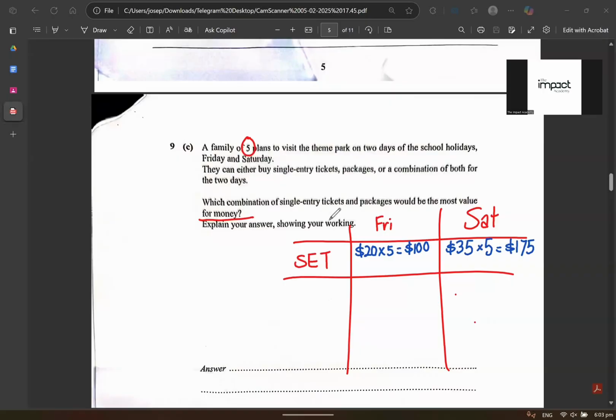Now, if this person goes with packages, I just put pack, can? Okay, what is a buddy pack? It's either a buddy pack or a value pack. Do you understand what I'm saying? All right. 2 weekday tickets means for 2 persons, right? So in this situation, how many people are there? 5, right? Times 3. You see, they say buy single entry tickets, packages, or a combination of both for the 2 days. What does that mean to you? What does it mean to say or a combination of both for the 2 days? It's just the value pack.